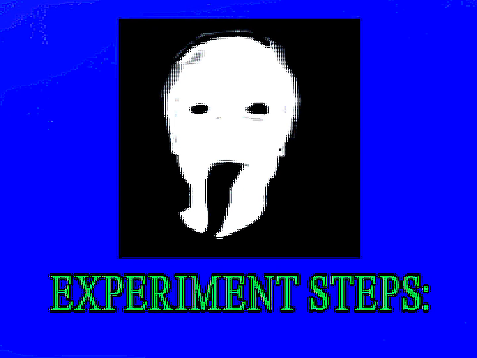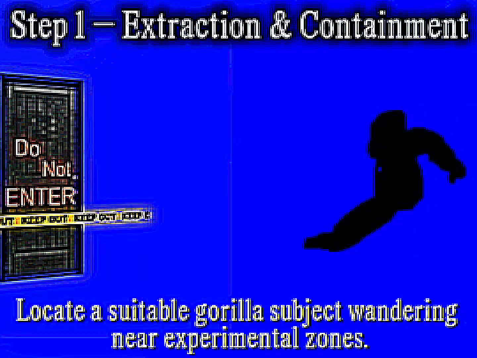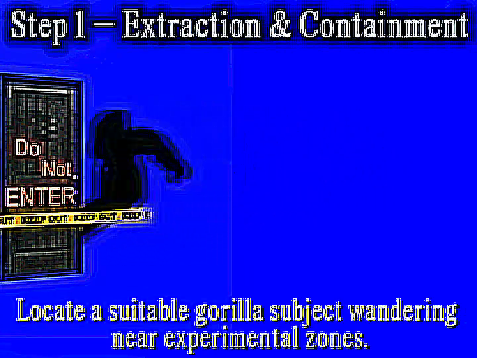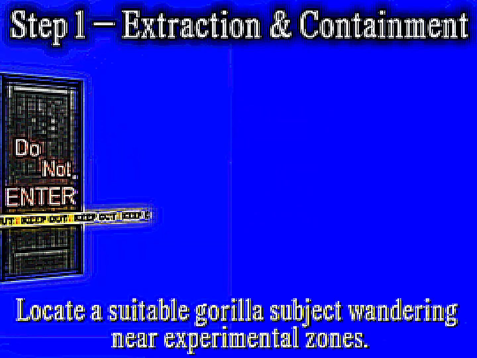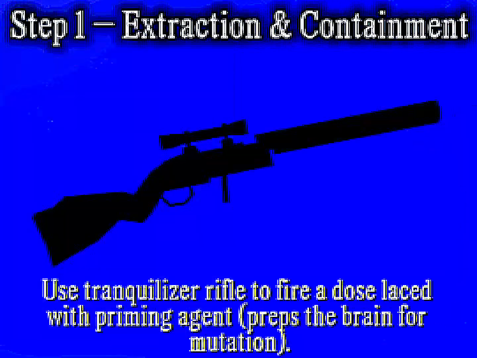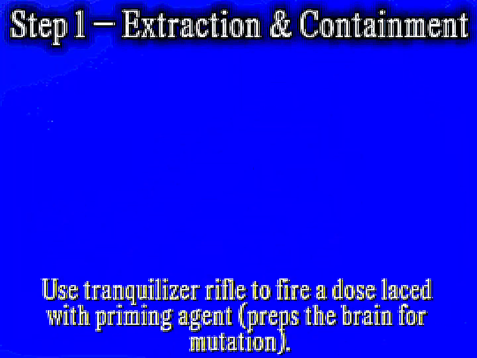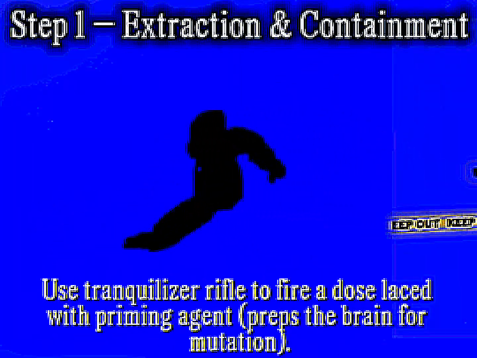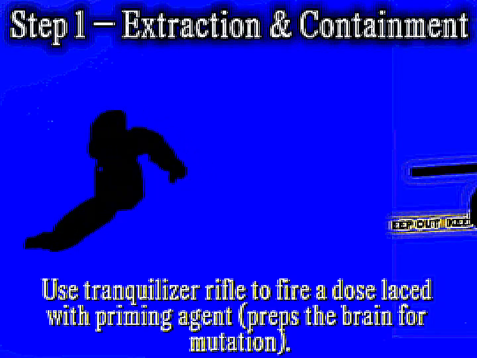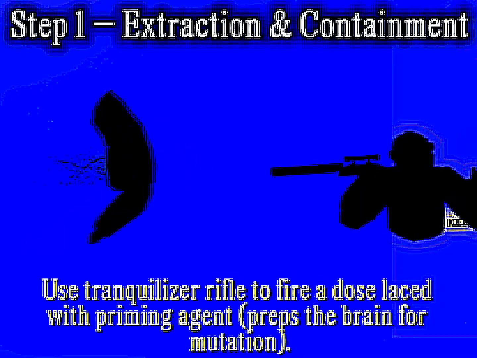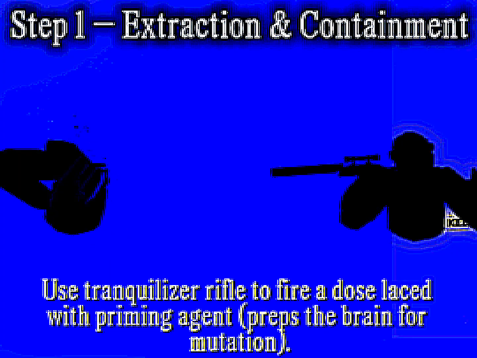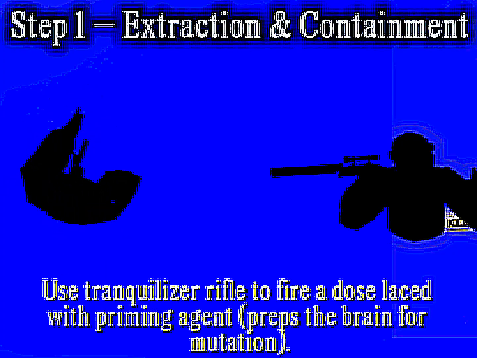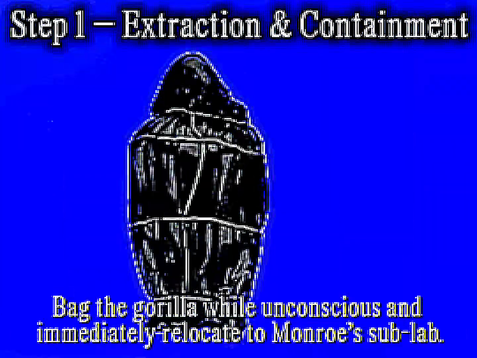Experiment steps. Locate a suitable gorilla subject in one of the experimental zones. Use the tranquilizer rifle to fire a dart with priming agent, which preps the brain for mutation. Bag the gorilla while unconscious and immediately relocate to Monroe's sublab.